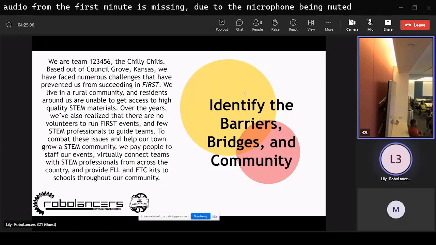The residents aren't able to get the STEM materials that they need. Awesome. What else? Another barrier. Over the years, they realize that they don't have volunteers to run FIRST events. Gorgeous. Okay, and then one last barrier. They have no mentors around them. Yes, that's perfect. Okay, and then can someone tell us the 3 bridges that they created to solve these issues?